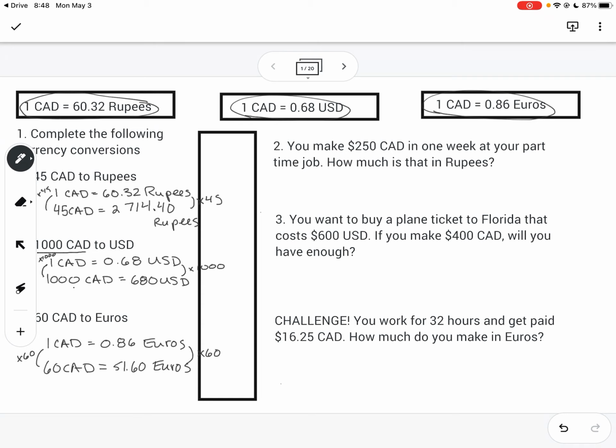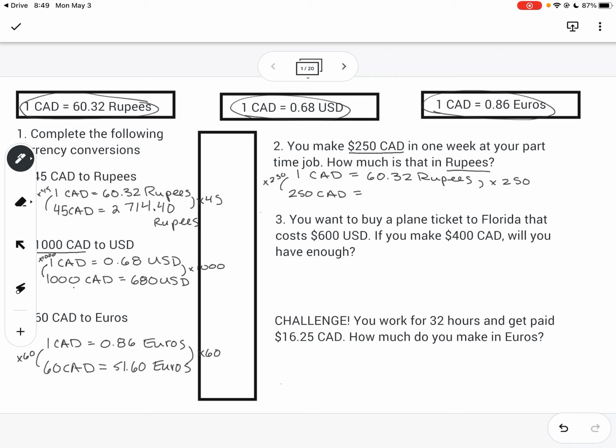So this might be relevant to you if you are sending money to someone in a different country and you need to know what it is in that country's currency. Okay, so for example, here you've got a summer job and you're going to make $250 Canadian in 1 week. So that's great. But maybe you're going to India, maybe you're sending money to someone in India and you want to know how much that is in rupees. So what we're going to set up is our same ratio that we had before. So 1 Canadian dollar is 60.32 rupees. And then we've made $250 Canadian. So I've multiplied 1 by 250. I'm going to do the same thing to the other side.